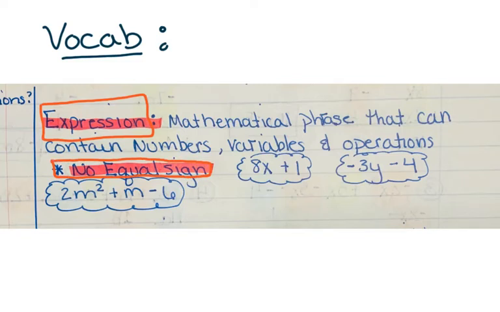So you can see we have 8x plus 1. I've got numbers, variables, and operations there. Negative 3y minus 4. And then 2m squared plus m minus 6. Go ahead and pause the video to make sure you've got all that written down.